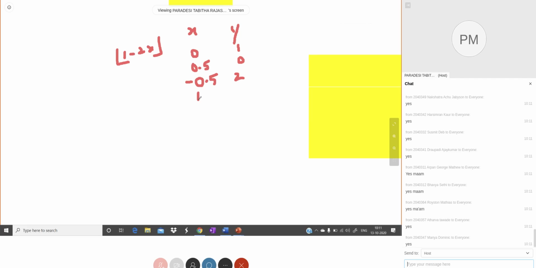Then you take your x to be 1. Then you get your y to be minus 1. And take your x to be minus 1. Then you get your y to be 3. Take your x to be 2. Y will be minus 3. Okay. So let's take this many points as of now and just quickly plot the graph.